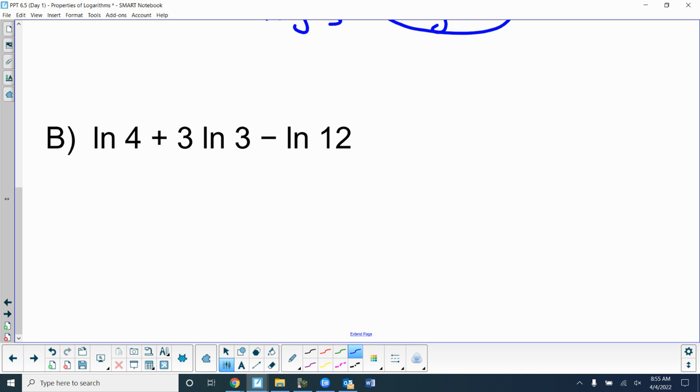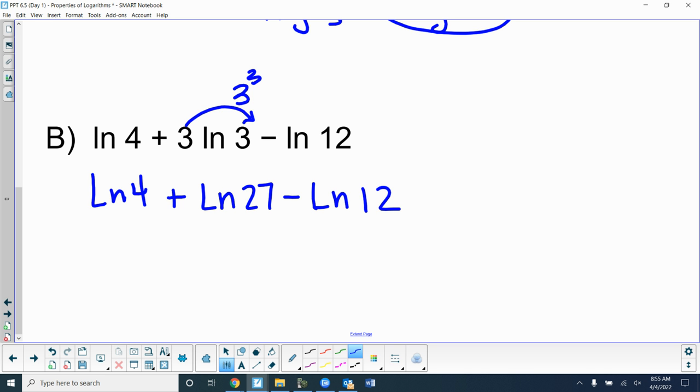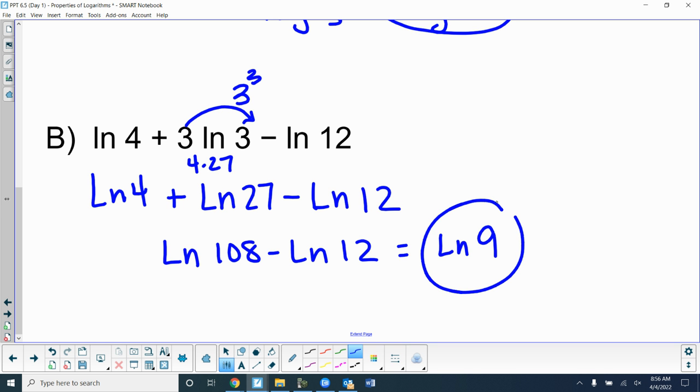All right, so this 3 here, again, I would move where? And make that 3 cubed. What is 3 cubed? 27. So that's where the 27 came from. Okay. What can I do with the 4 and the 27? Multiply. So what's that? 108. Did I do that right in my head? Someone check me? Thanks. And what can I do with that subtraction problem? Divide. What's 108 divided by 12? 9.